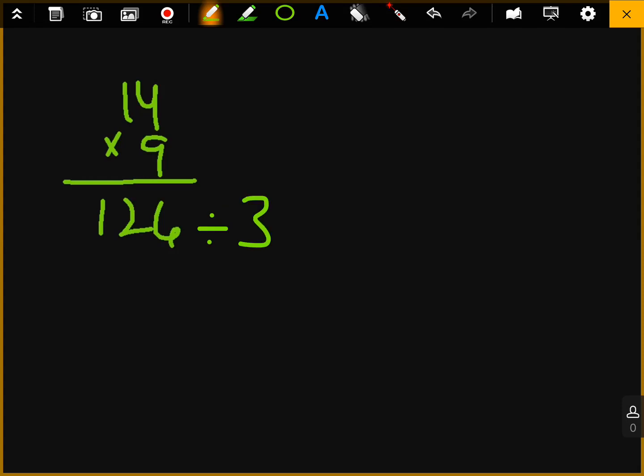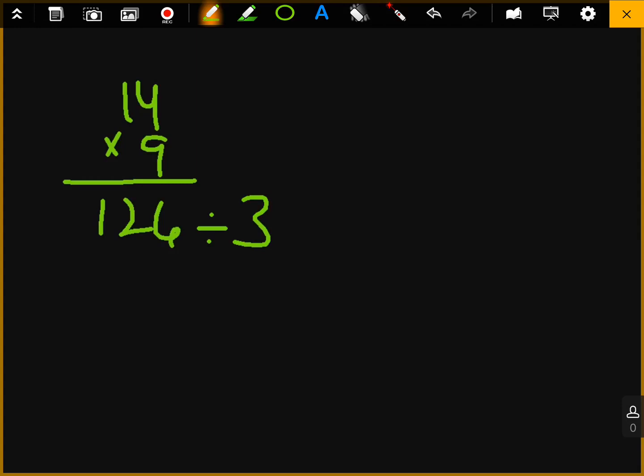Ryan has 9 14-ounce bags of popcorn. I'm going to combine 14 and 9. That's going to get me 126. And then it says a small bag holds 3 ounces. So how many are we going to have? So I got to divide 126 by 3.